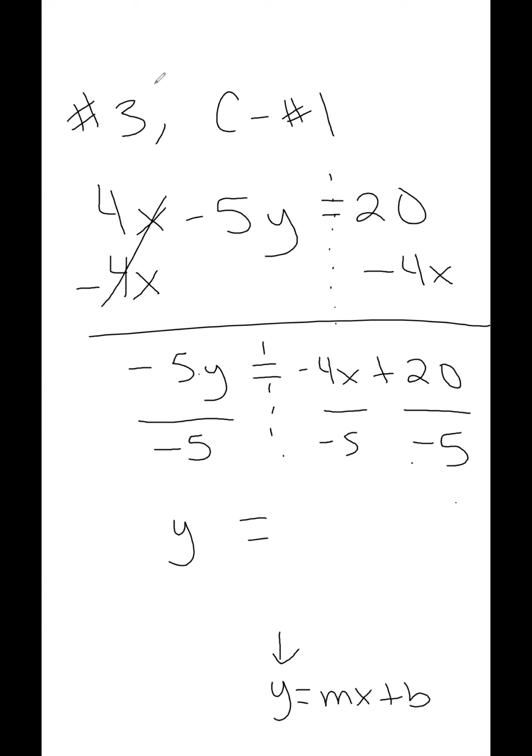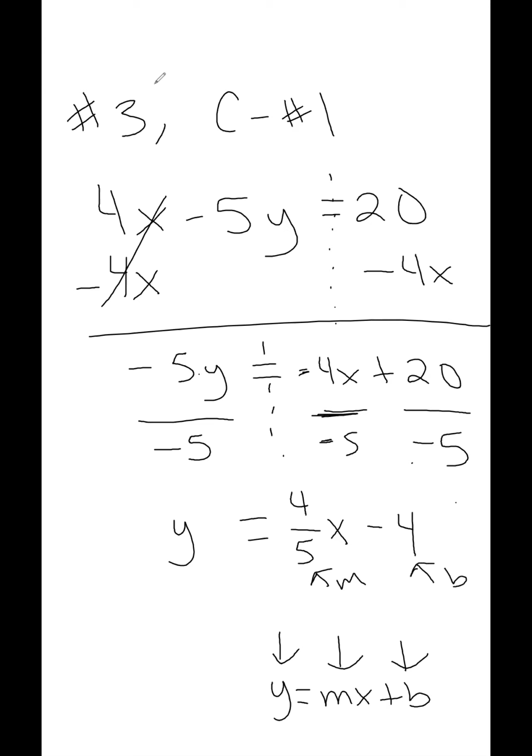Bring down the equals. Negative 4 divided by negative 5 is just going to be 4 over 5. It won't reduce anymore. I'll keep my x. A negative divided by a negative is a positive, so this changes from two negatives to a positive. And then 20 divided by negative 5 is negative 4. Now we have y equals mx plus b. This is your m and this is your b.